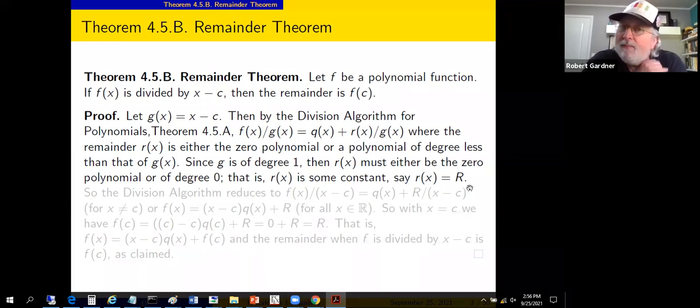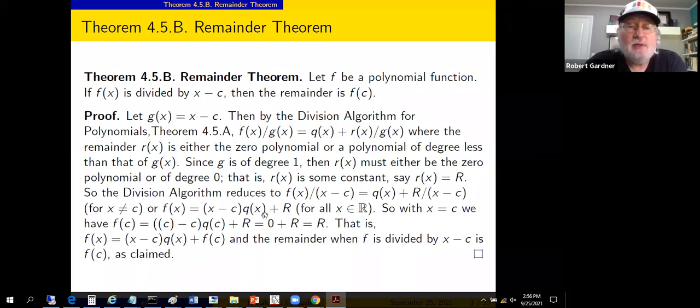Let's call it capital R. So we know the remainder will be constant from the division algorithm. Denote that constant as r. Now let's establish the claim. The division algorithm then reduces to f of x divided by x minus c equals the quotient q of x plus r divided by x minus c. Simply this is rewritten with g of x replaced with x minus c and the r of x, knowing it's some constant, replaced with r. Good to go, even if that constant is 0 in this statement.